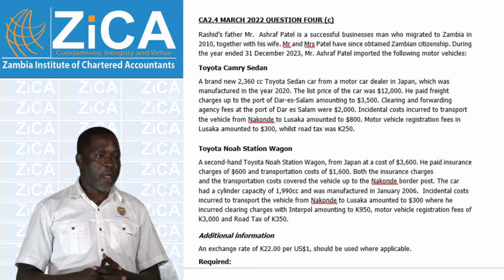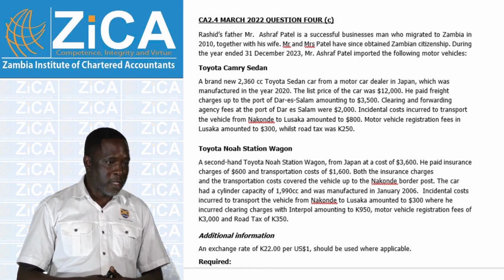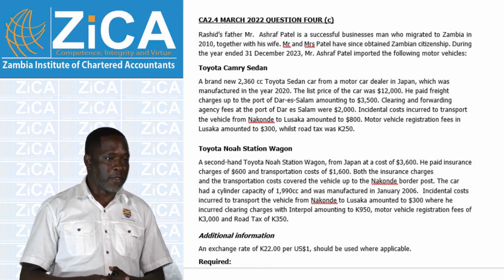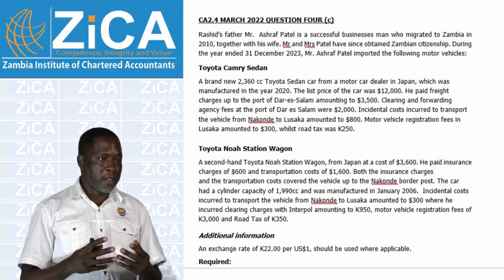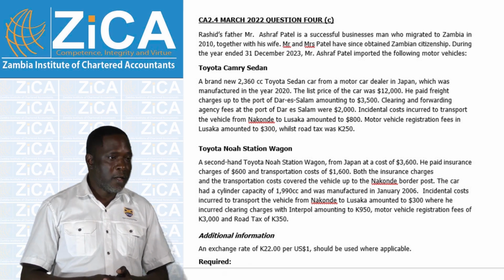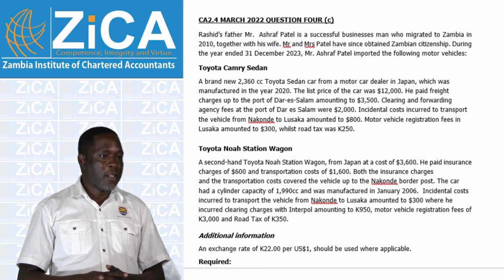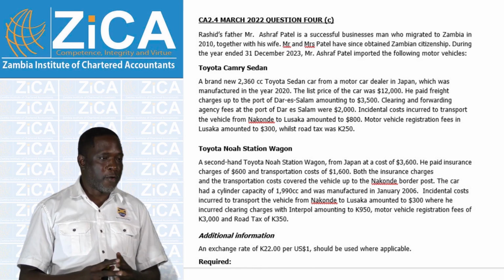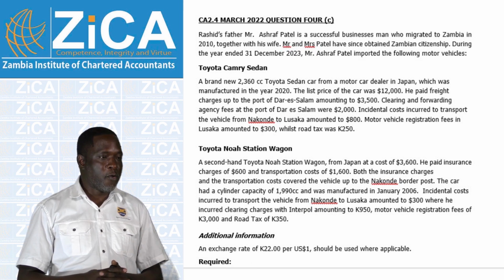So if we apply that to this Toyota Camry, which was imported, it means that the list price of 12,000 must be included. The question says that the taxpayer also paid freight charges up to the port of Dar es Salaam amounting to 3,500. We are going to add it also. Then clearing and forwarding agency fees at the port of Dar es Salaam were 2,000. Incidental costs incurred to transport the vehicle from Nakonde to Lusaka amounted to 800.